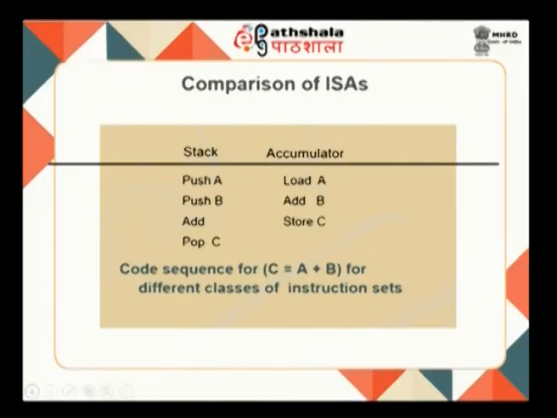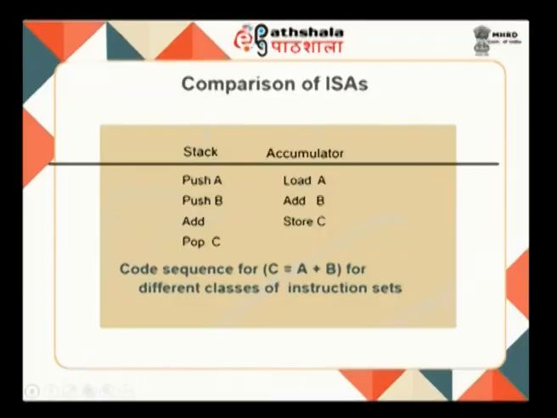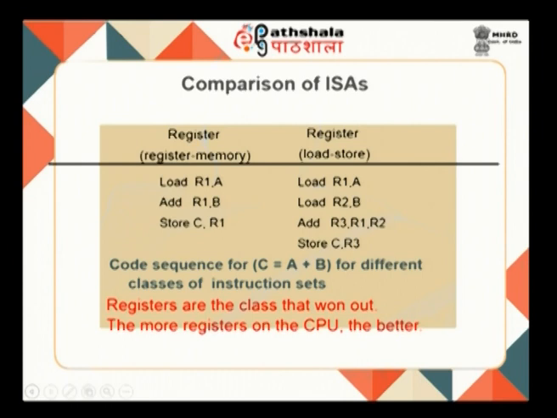This gives you an example of the comparison of ISAs. Suppose you have to execute the code sequence C is equal to A plus B. If it is a stack based ISA, you first push A onto the stack, push B onto the stack, and then give an add instruction which will add the top two elements of the stack, and then pop the result into C. If it is an accumulator based ISA, you first load A into the accumulator, then add B, since A is already available in the accumulator, and store the result in C. Similarly, if it is a register memory ISA, you load one of the operands into a register R1 and then add it with the other memory operand and store the result in a memory location.